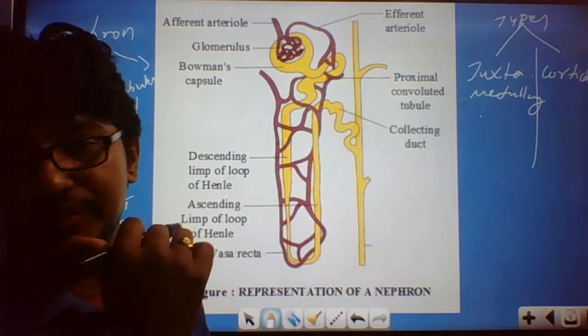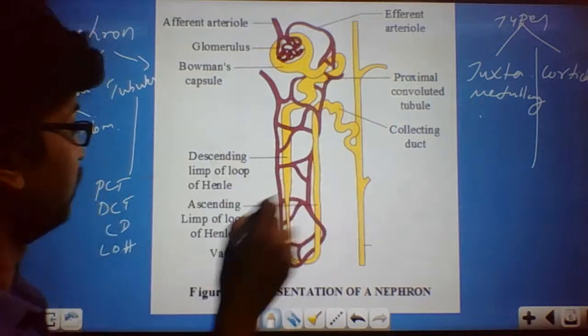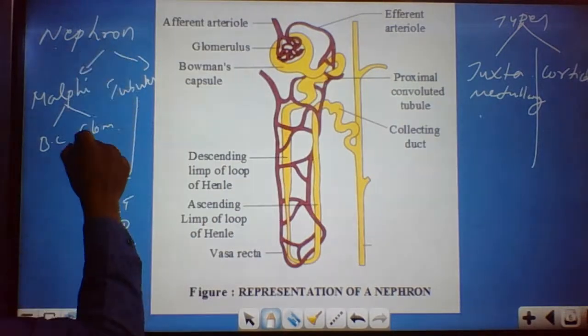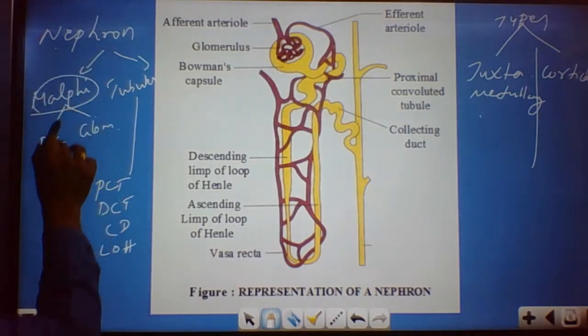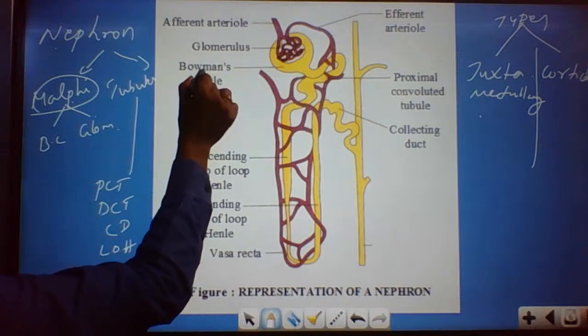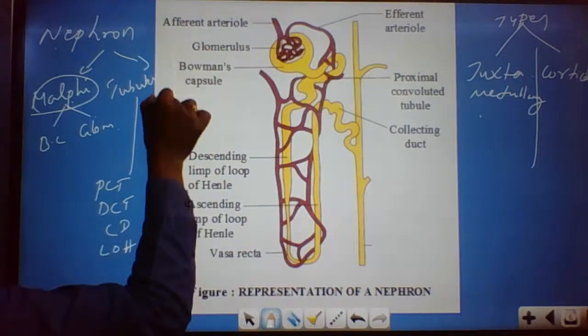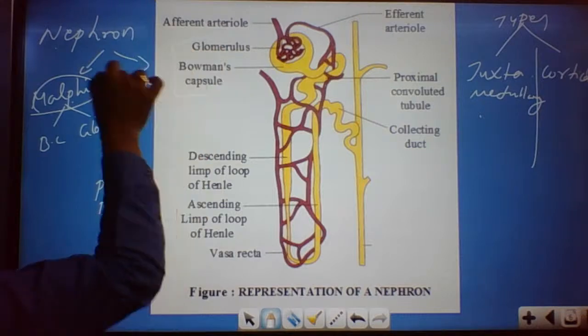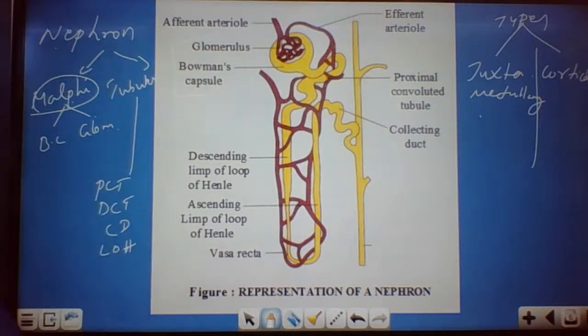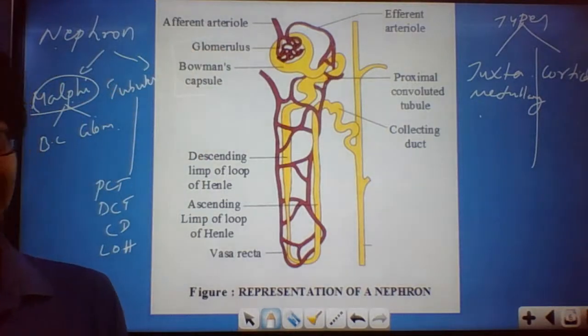Very shortly we're going to discuss that also. Cortical nephrons and juxtamedullary nephrons. In the nephrons we have the Malpighian body, and in the Malpighian body we have the Bowman's capsule. This Bowman's capsule and glomerulus together, glomerulus and Bowman's capsule, we call it the cup-like structure. This cup-like structure is called the Malpighian body.